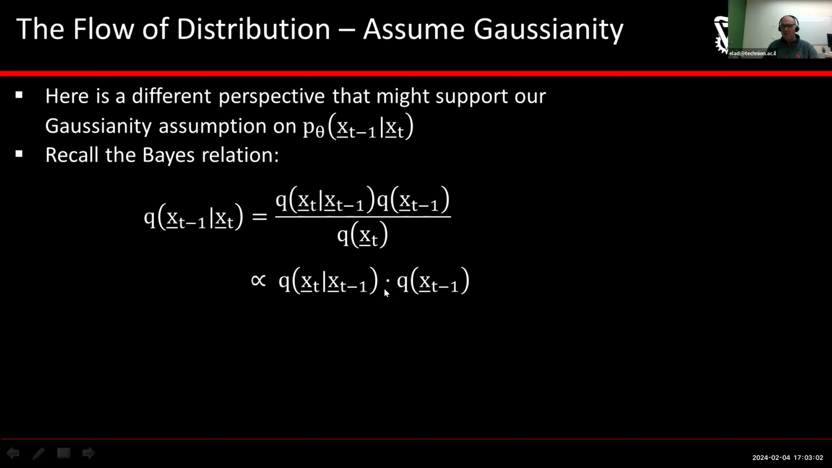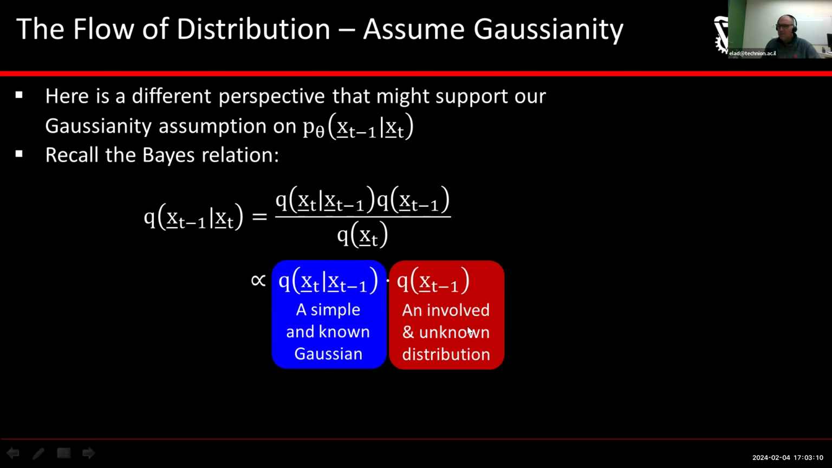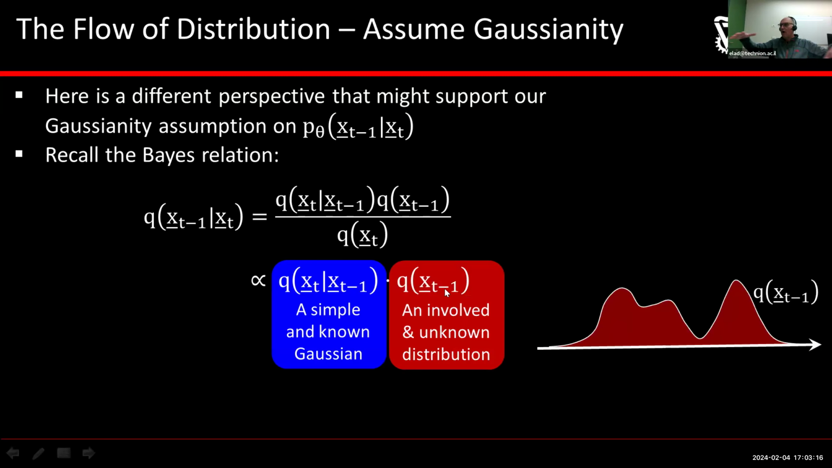Lovely. Now, let's think about those two ingredients. This is a very simple Gaussian. We know exactly how it looks. And this is a distribution that we don't know. But here is what we do know. We do know that Q of xt minus 1 is a very wide distribution that exists in a wide support. Okay? It's a blurry version of Q of x0. On the other hand, the bluish part, if I had to draw it on the same axis, looks like this. It's almost a needle.